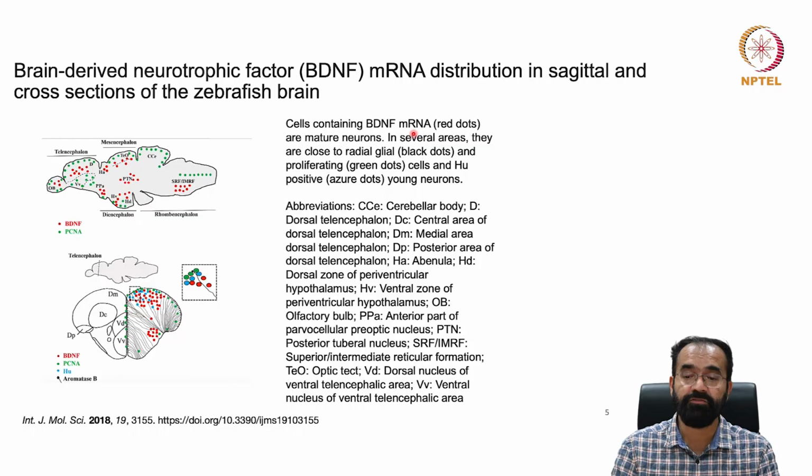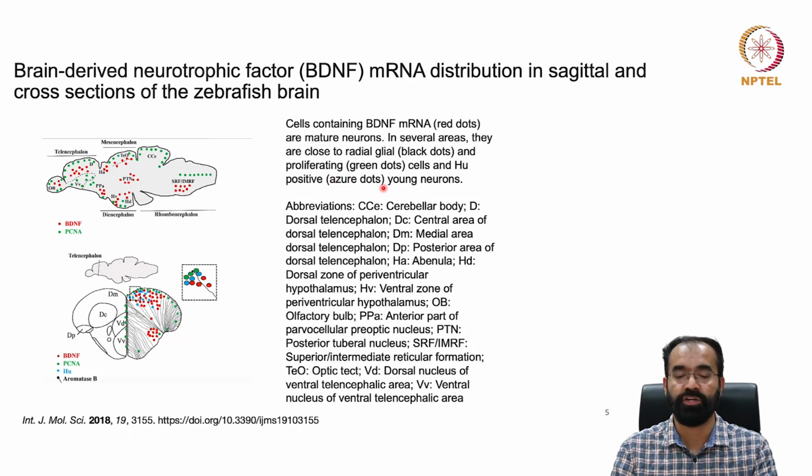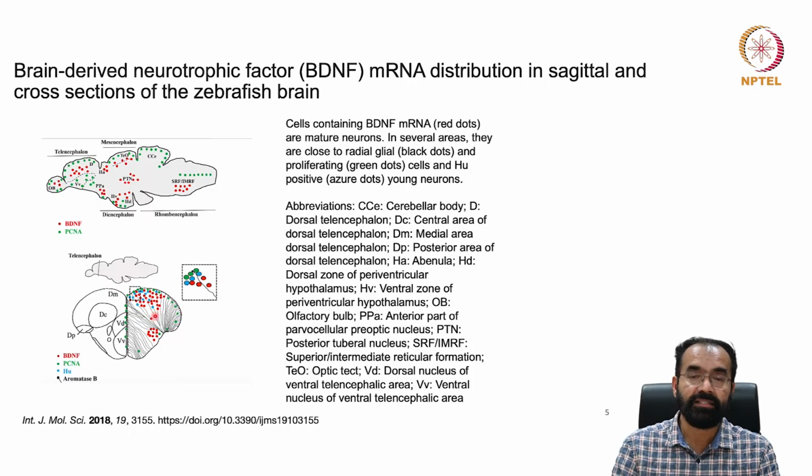And this BDNF mRNA is present normally in the mature neurons. In several areas, they are close to the radial glia, that is the black dots. What you are seeing as black dots are the radial glial cells, which have the marker aromatase. And proliferating cells, green dots, which have the PCNA marker. And the HuC positive, azure dots, are normally young neurons. You can see them in certain regions.